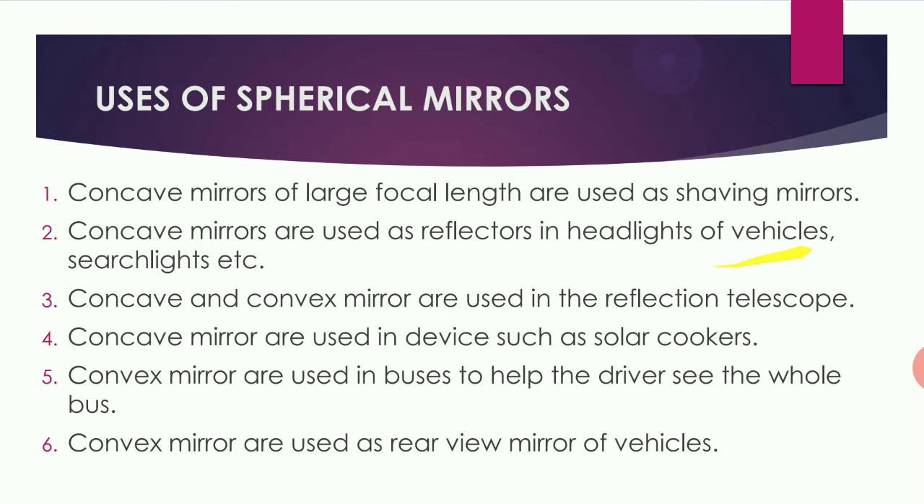Concave mirrors are used as reflectors in the headlights of vehicles and in searchlights. Concave and convex mirrors can be used in reflecting telescopes. Concave mirrors are also used in solar cookers.